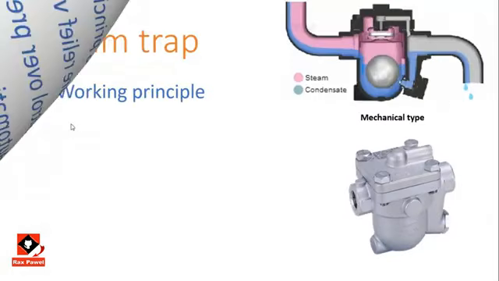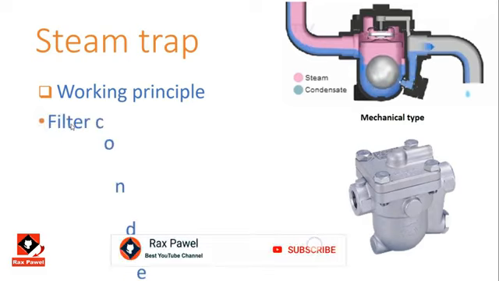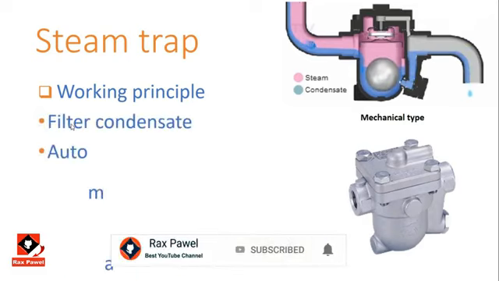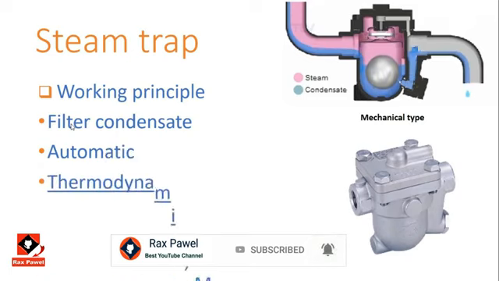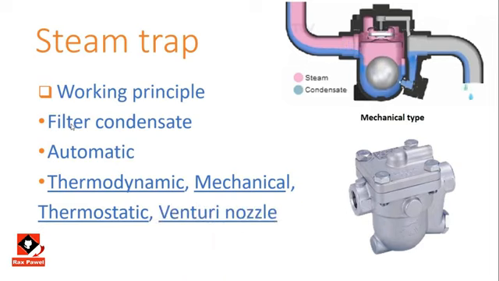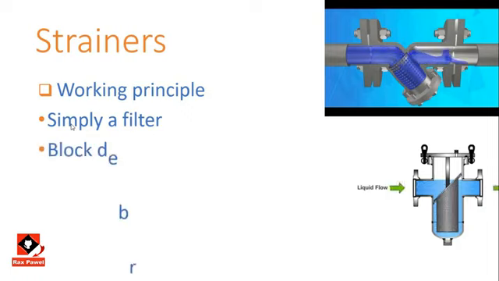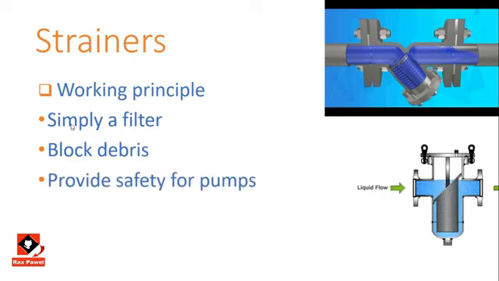Steam trap working principle. It is a device used to filter out the condensate from the system to ensure regular flow in the system. When the condensate occurs, the steam trap works automatically. Mainly there are four steam traps: thermodynamic, mechanical, thermostatic, and Venturi nozzle. Strainers working principle. They are filters used to prevent impurities and debris from entering the flowing path. If the fluid contains impurities, then a strainer must be installed in the pipeline before a pump. And you can also find it in foot valves.